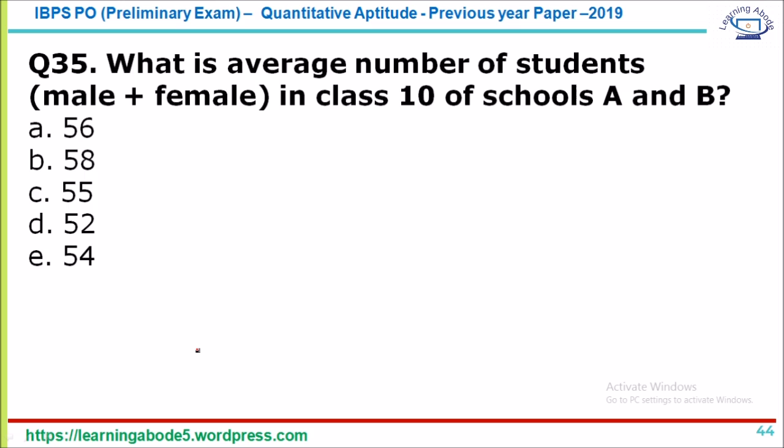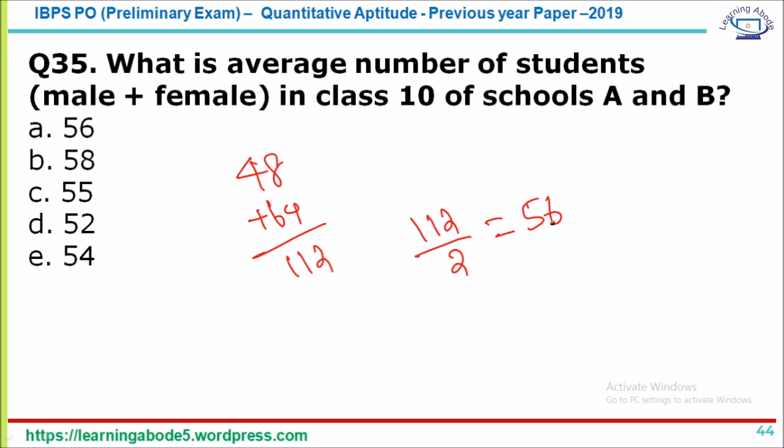Last question. What is the average number of students, male plus female, in class 10 of schools A and B? They are asking class 10 only. So that's 48 plus 64, that makes it 112, and 112 by 2, that's 56. The average is option A, 56.